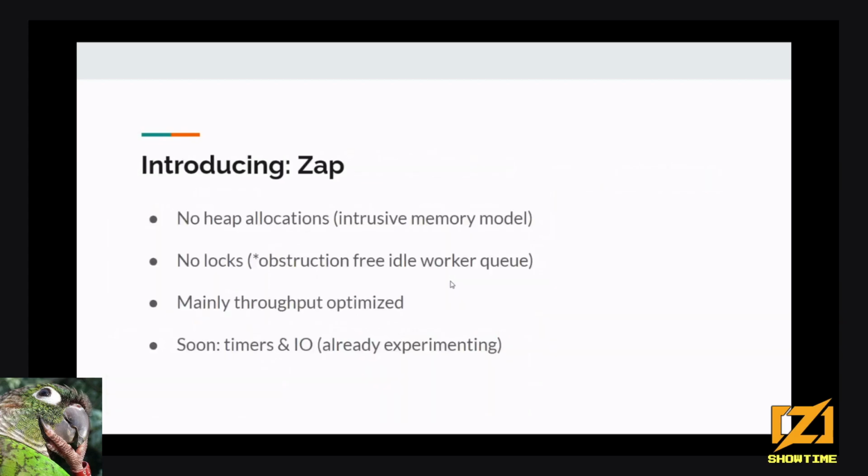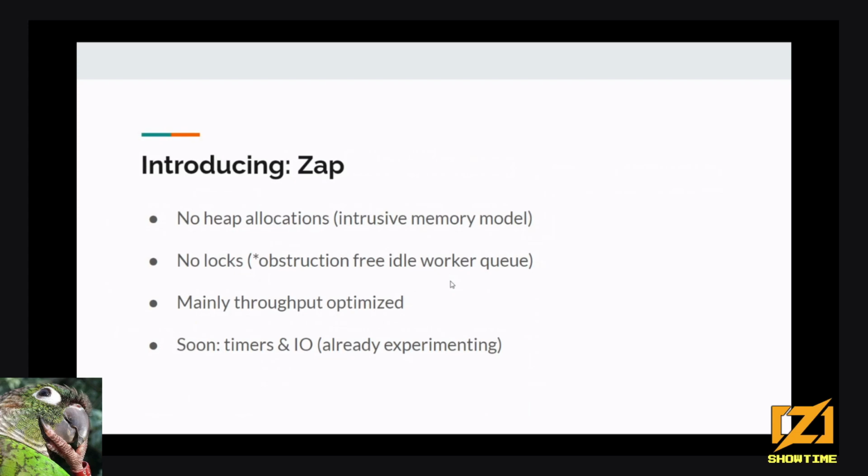And so now we can get into the thing I'm working on, which is called Zap. Zap is a multi-threaded work stealing general purpose task scheduler. It's written in a way that tries to not have heap allocations, not have locks, and it's mostly throughput oriented. So it's good as a thread pool. It's basically just a thread pool, but fast.